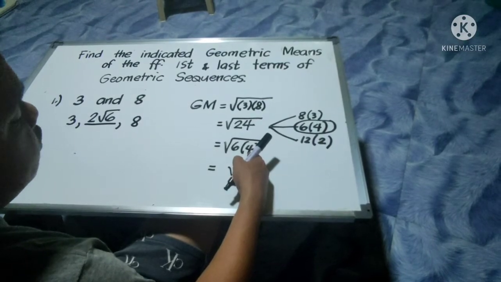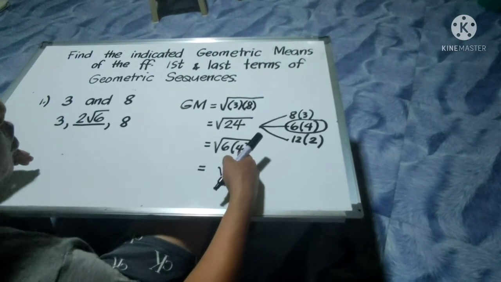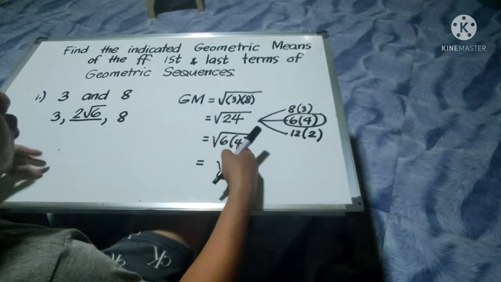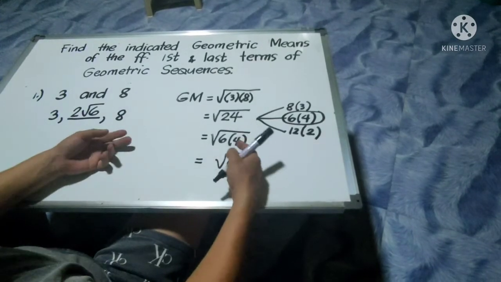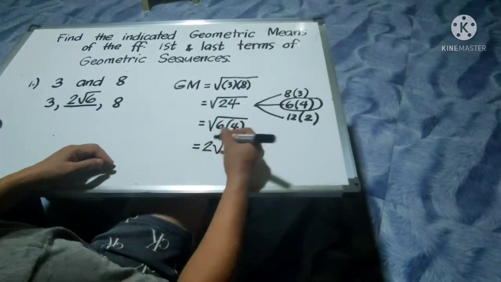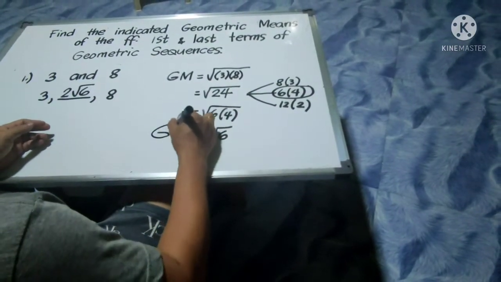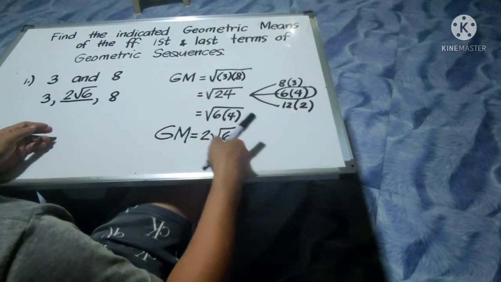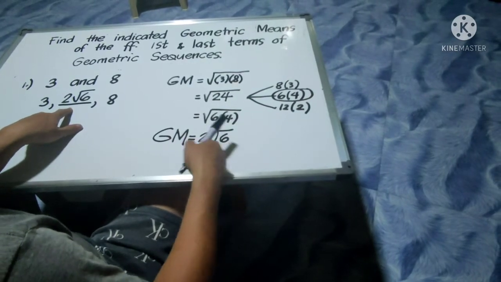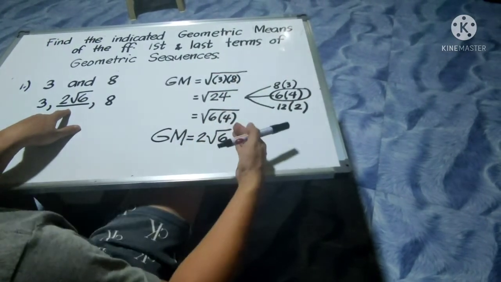Because the square root of a number is the number that, if multiplied by itself, would equal the number. For example, the square root of 4 is 2. Why 2? Because 2 times 2 is 4. So the answer, the geometric mean, is 2 square root of 6. We have the same answer, right? But the process is short.